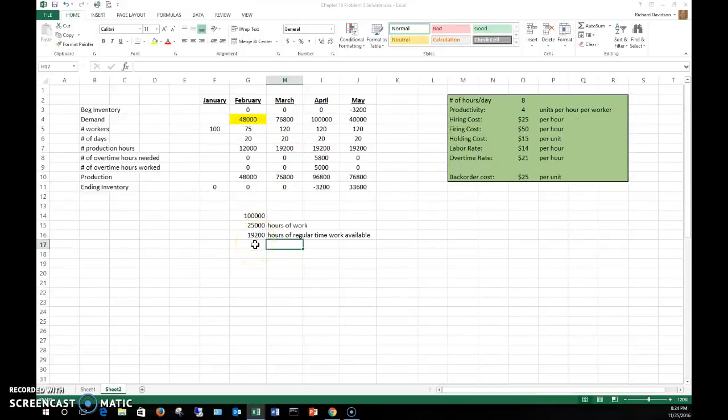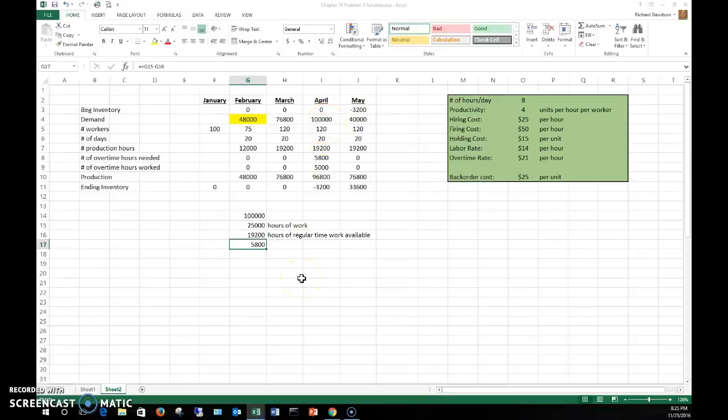so we're going to be short about 5,800 hours. And to say that another way, we need 25,000 hours to build 100,000 units because we build 4 per hour. Working straight time, we only have 19,200, which is your 120 workers times 8 hours a day times 20 days, right? So we have 19,200 hours in the schedule with regular time. We need an extra 5,800 hours to build 100,000 units total.